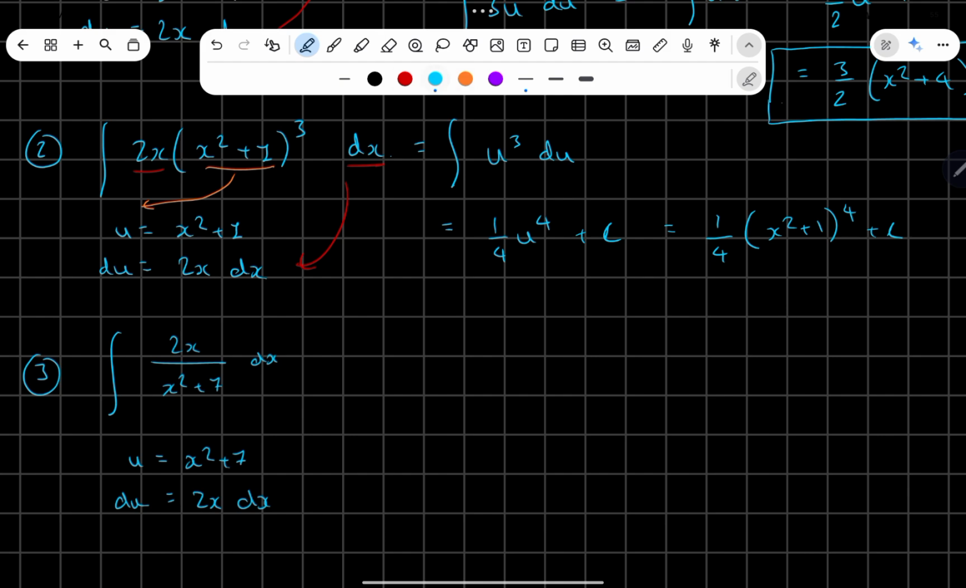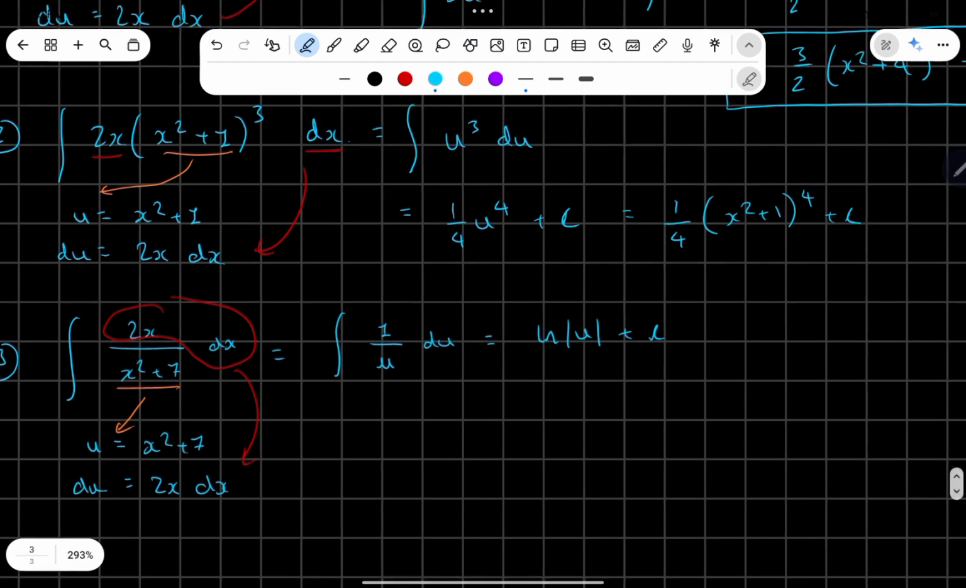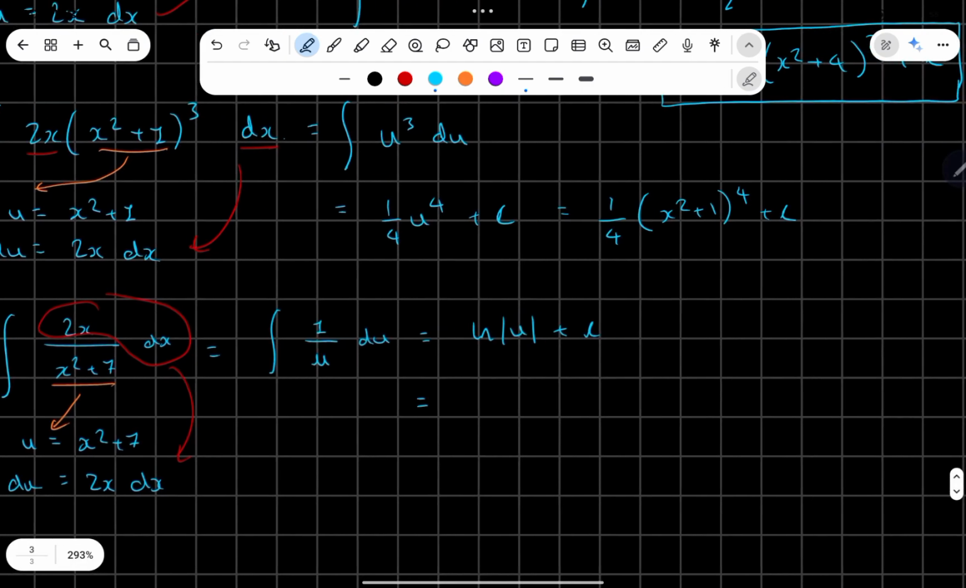And look, we have 2x dx right here, and that pairs up with this du. So 2x times dx is just du, and again, this x squared plus 7 is just u. So this integral is equal to integral of 1 over u times du. And we know that this is going to be natural log of the absolute value of u, don't forget that, plus c. And this is the same as, we just have to substitute x squared plus 7 back in, natural log of the absolute value of x squared plus 7, plus c. And this is our final answer.